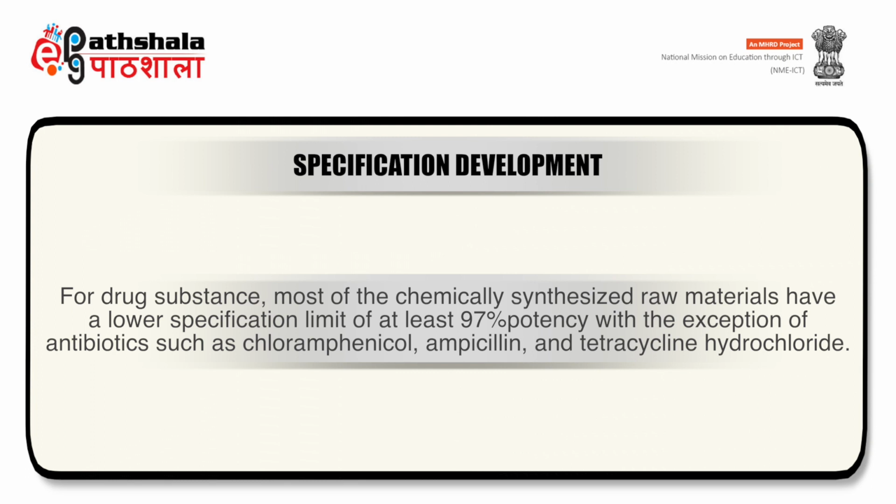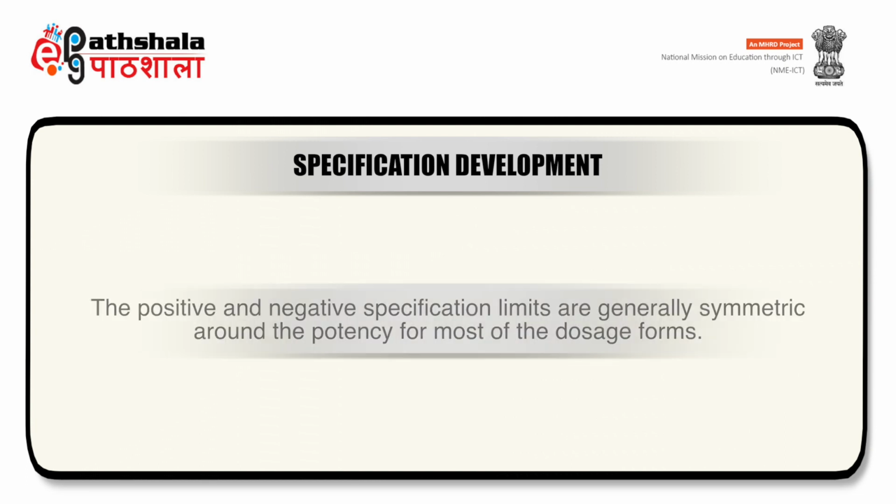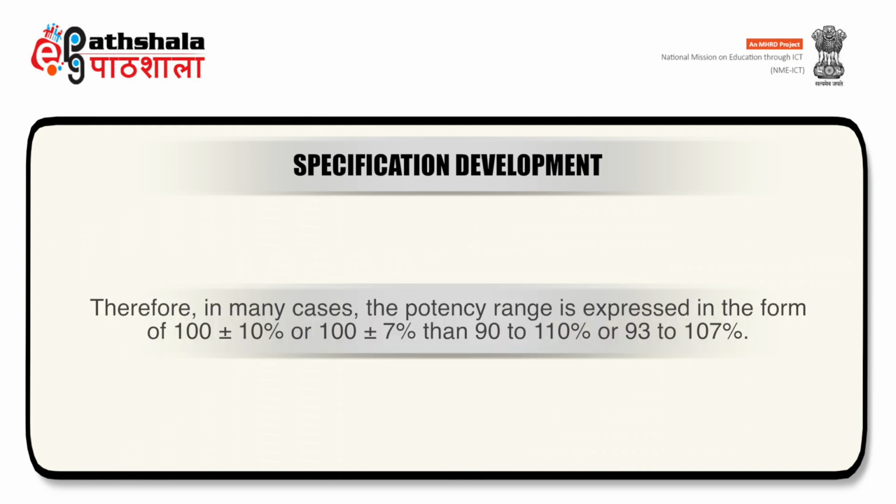For drug substances, most of the chemically synthesized raw materials have a lower specification limit of at least 97% potency, with the exception of antibiotics. However, different dosage forms of the same drug substance may be assigned different specification limits as well. Positive and negative specification limits are generally symmetric around the potency for most of the dosage forms. Therefore, in many cases, potency range is expressed in the form of 100 plus or minus 10% or 100 plus or minus 7%, that is, 90 to 110% or 93 to 107%.